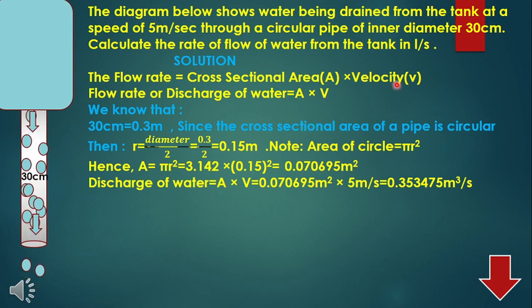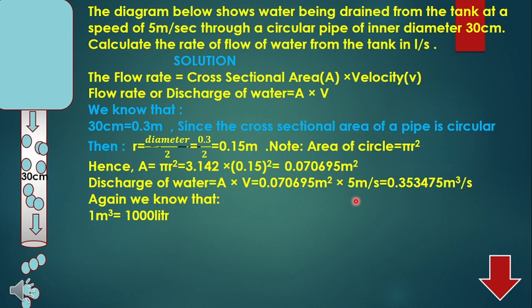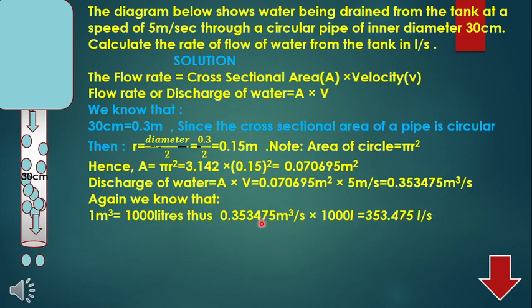Remember, in your question, your answer should be in liters per second. So how do we do that? Again, we need to remember what we know. We know that 1 cubic meter is equal to 1000 liters of water. Hence the 0.353475 cubic meters per second we multiply by 1000 liters, and we get 353.475 liters per second. So this is the amount of water that will be drained from this tank at a given second.